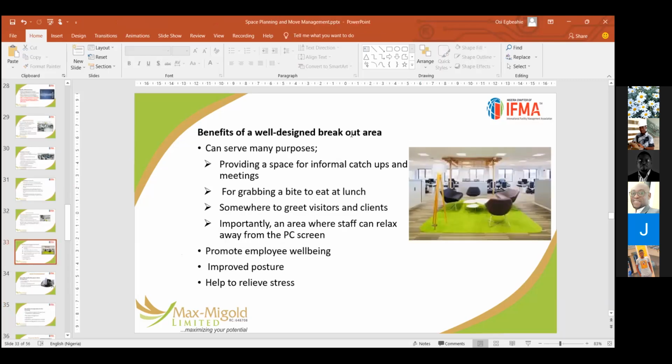The benefits of a well-designed breakout area are that it can serve many purposes. Provision of space for informal catch-ups and meetings. I mentioned grabbing a bite: you can use it as a lunch area during lunch. Sometimes it is somewhere to greet visitors and clients. Importantly, it is an area where staff can relax away from the screen and promote employee well-being, improve posture, and help in relaxing and reducing stress.